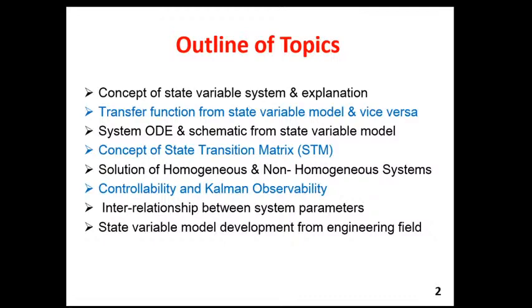If time permits, we will see what controllability is, and observability, which is also called Kalman observability, and the interrelationship between system parameters. Whatever we have seen yesterday, it goes along the same line. Finally, state variable model development from the engineering field. For model development we have our 5th day. On that day also it can be done, but at least I would like to take you to the field of controllability and Kalman observability. So this is today's target.